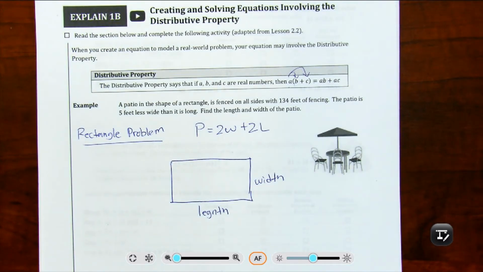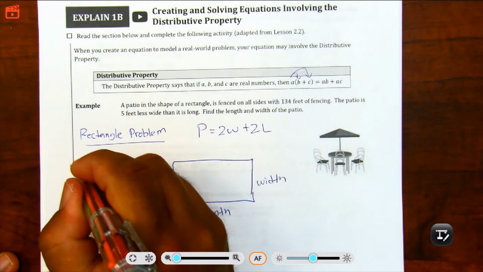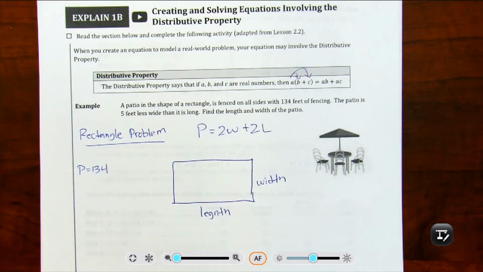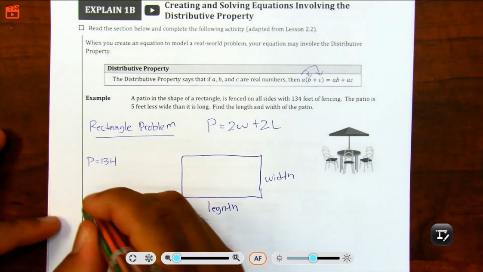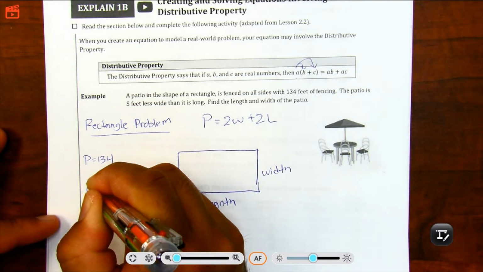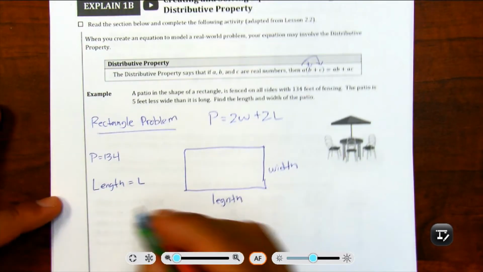Okay, so we know the perimeter is 134. So I'm going to write that on the side. P is 134. Then they also tell us the patio is 5 feet less wide than it is long. So I'm going to say L, or the length, is L. And I'm going to say the width is 5 feet less wide.